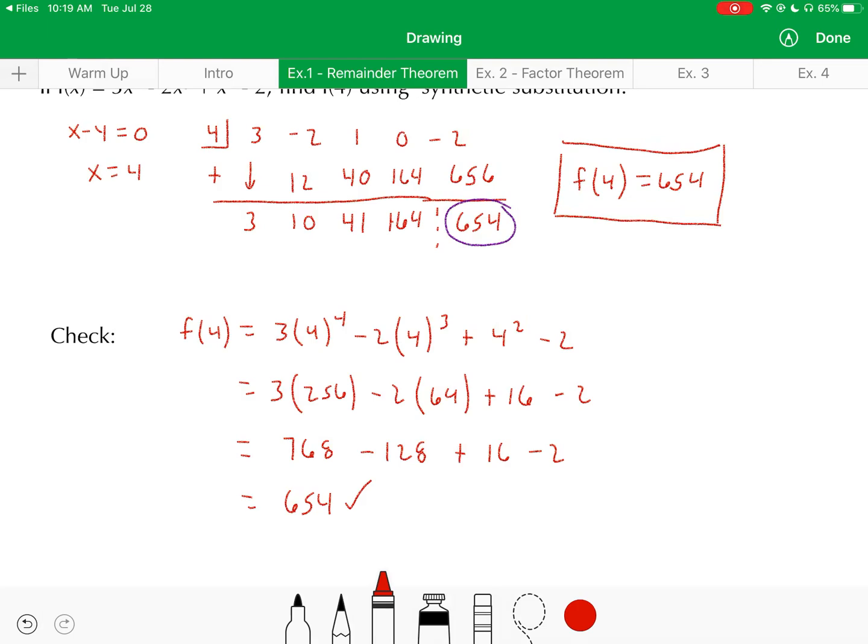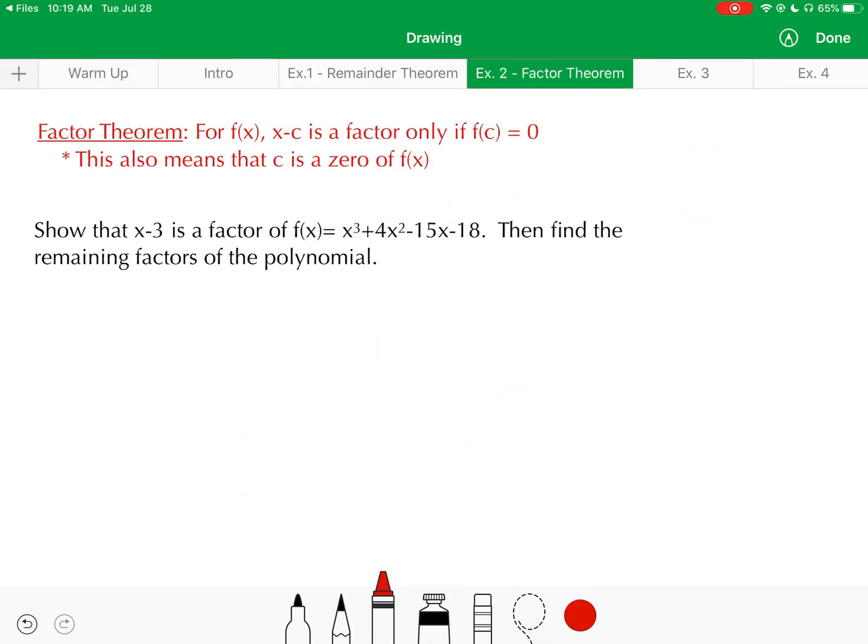Okay. All right, so now let's segue into a second theorem. This is called the factor theorem. All right, and it says for a function f of x, x minus c would be considered a factor if and only if f of c equals 0. All right, so think about that theorem in conjunction with the remainder theorem. If we're saying that f of c equals 0, then we are basically saying that f of x being divided by x minus c has a remainder of 0 by the remainder theorem that we just looked at.